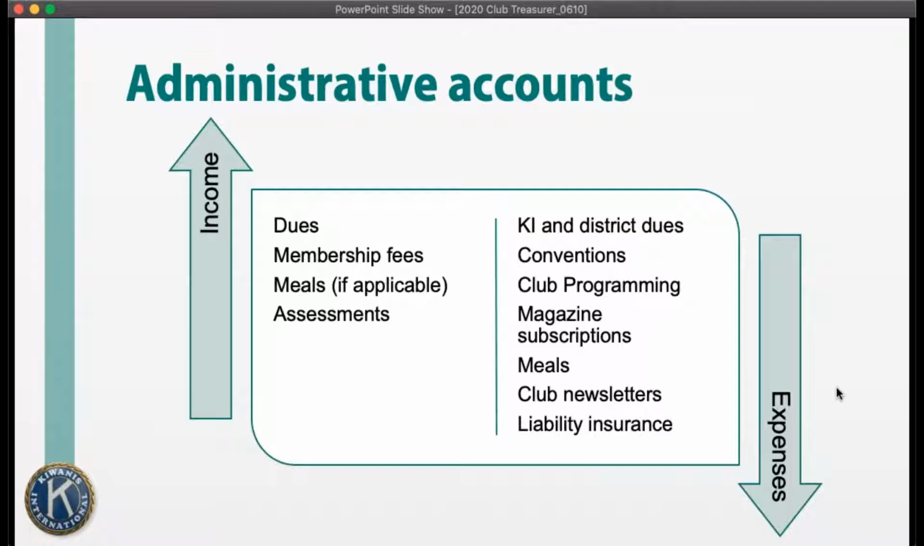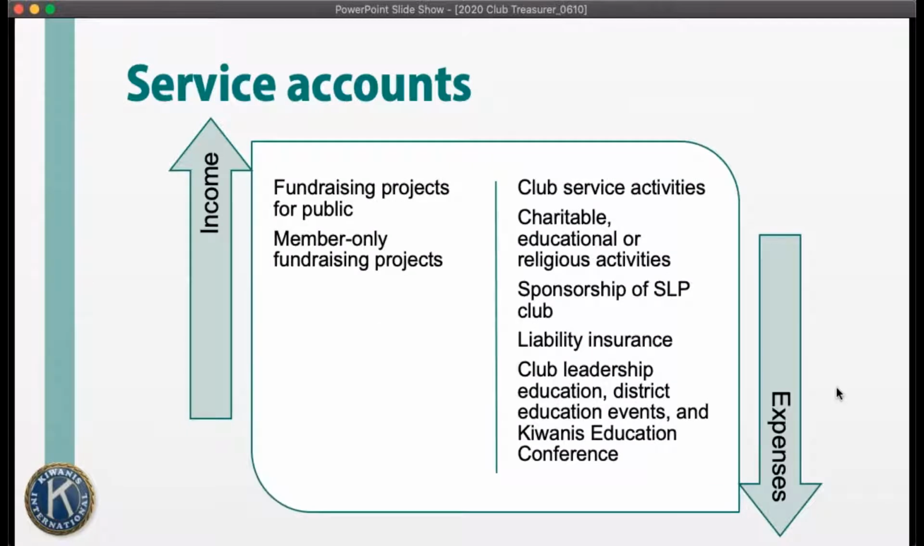Expenses that come out of your administrative account include Kiwanis International and district dues, conventions, club programming, your magazine subscriptions, meals, club newsletters, or liability insurance. We also have a service account, which is for the service programs of the club. Basically, the income for this account is derived from fundraising projects where the public participates, or from designated contributions.